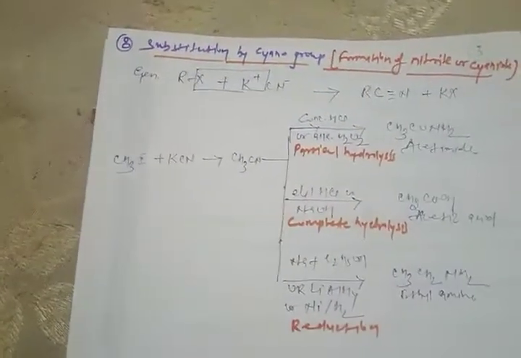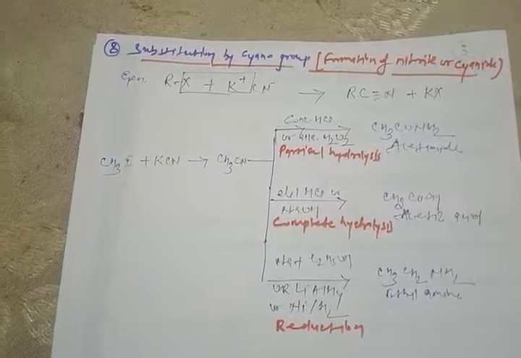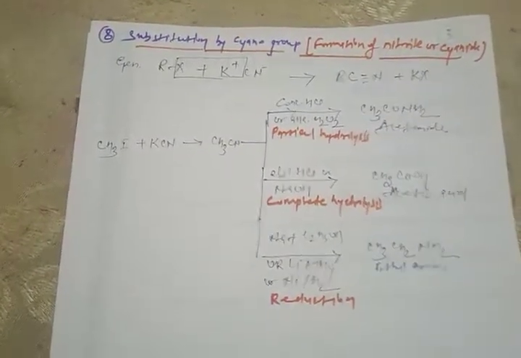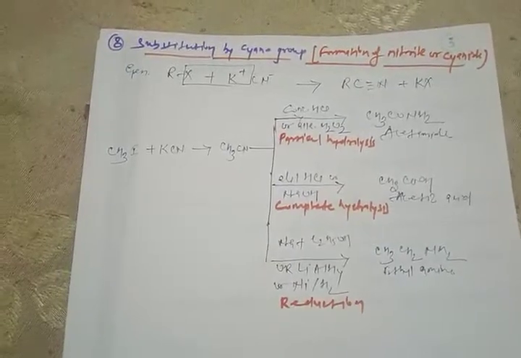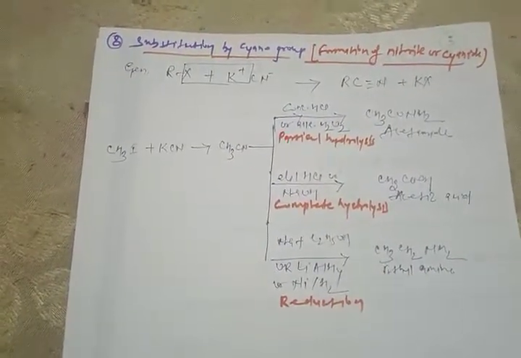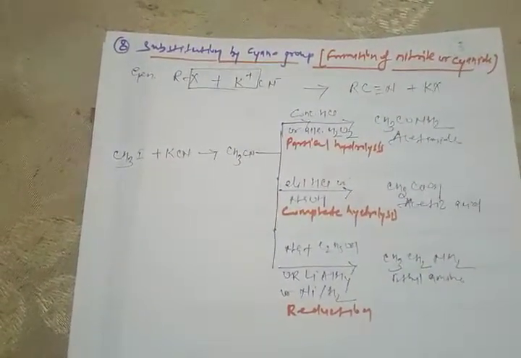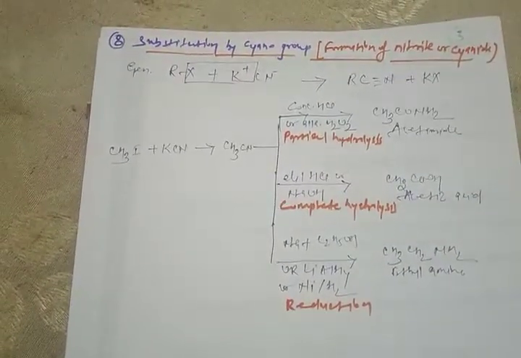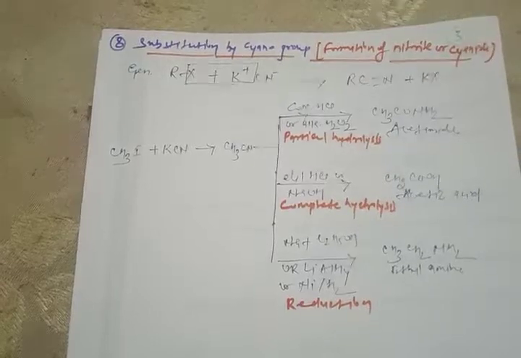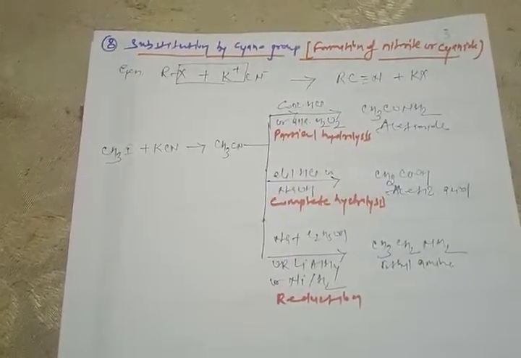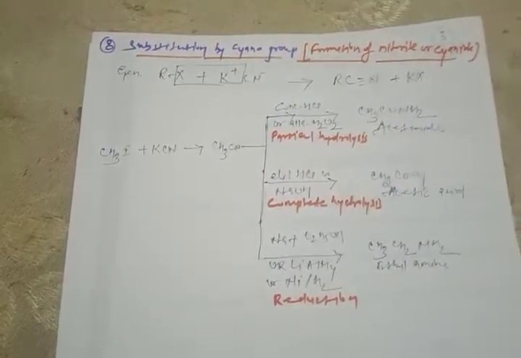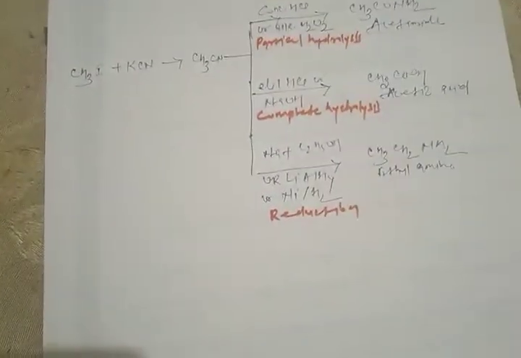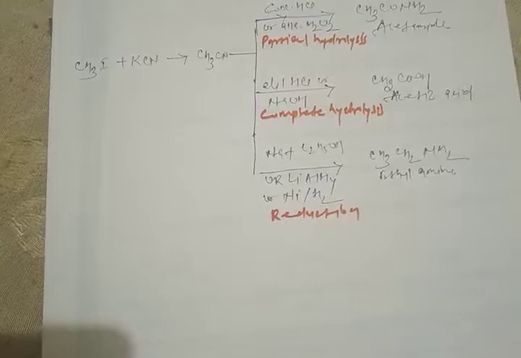One is the partial hydrolysis, which will give you amide. The complete hydrolysis will give you carboxylic acid, and the reduction will give you amine. Okay, this reduction process is actually a name reaction.